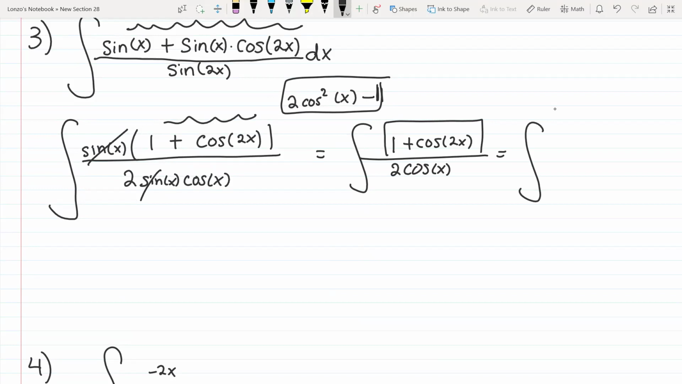Sorry, no, cosine 2x is a double angle right here, not the 1. So this one stays the same, and the cosine 2x can be expressed as 2 cosine square x minus 1. So that's what I'm going to do. I'm going to replace this with that.